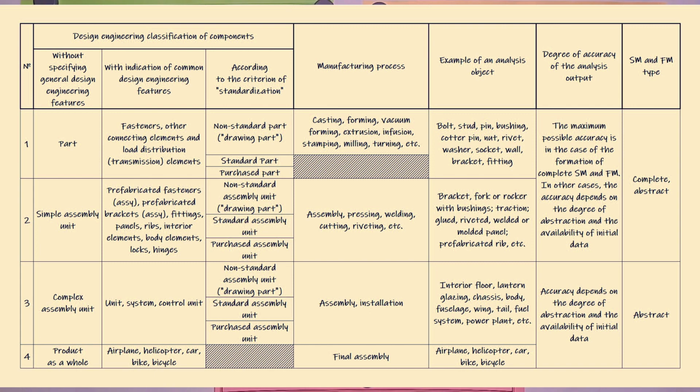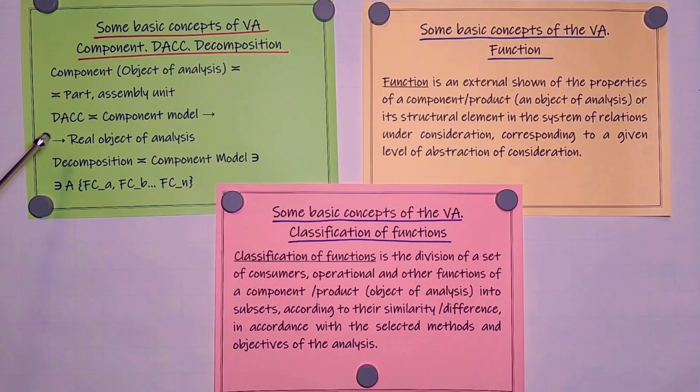On the next slide, we show the degrees of abstraction of the component. The most commonly used degrees of abstraction of a component in applied cost engineering and examples of individual special classification are given. Degree of abstraction of component consideration, or DACC. This is the degree of compliance of the model of the component, object of analysis, with theoretical or real consumer, market, physical, chemical, technological and other properties of the object of analysis.